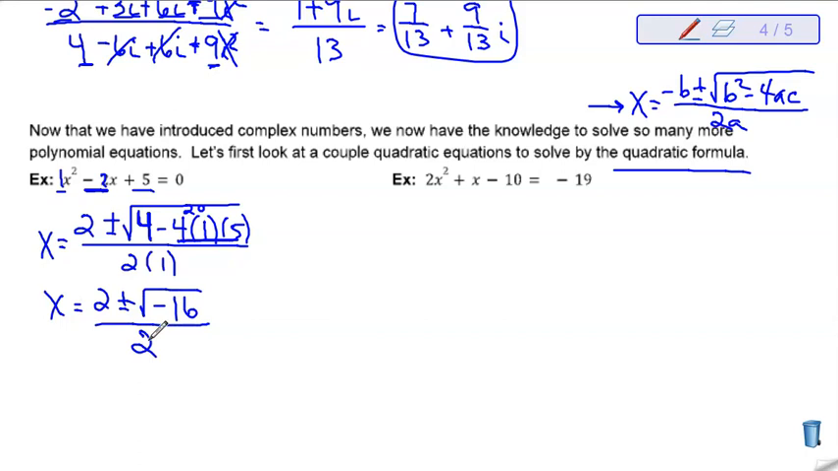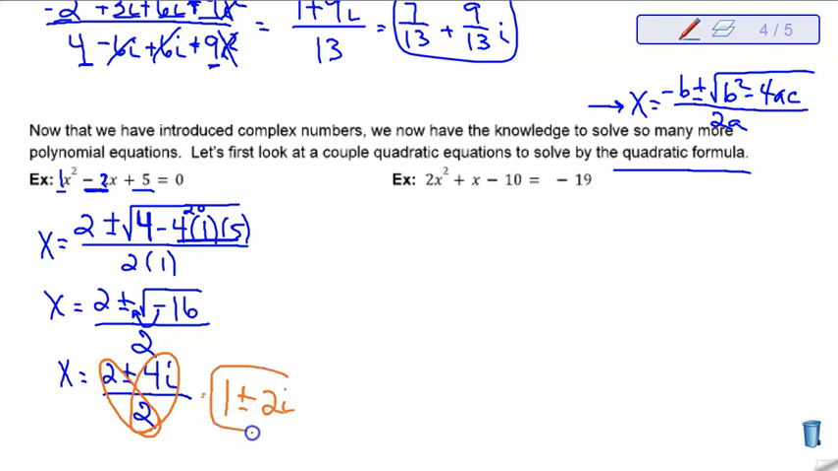I'm hoping that you recognize that negative 16 as, well, if it was 16, I could take the square root and it would be 4. But since it's a negative 16, I can't do that just by leaving 4. I have to bring that negative out front and make it an i. So I get 2 plus or minus, now square root of 16 is 4, i for the negative, all over 2. Now, number 1, this isn't a complex number, but the other thing is I have some common terms here. If I simplify this down, 2 over 2 gives me a 1. And if I simplify this down, I get 1 plus or minus 2i as my final answer.